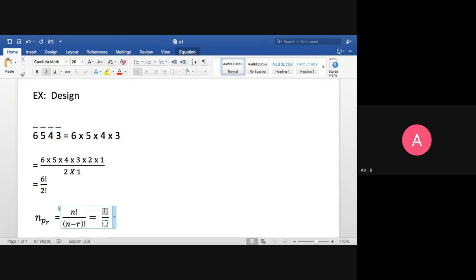So let me substitute the values of n and r in the formula. The n value is 6, so 6 factorial upon 6 minus 4 factorial, which is 6 factorial upon 2 factorial. So my answer is 6 factorial upon 2 factorial, which is the same as the method you saw, the same answer we got without using any formula.